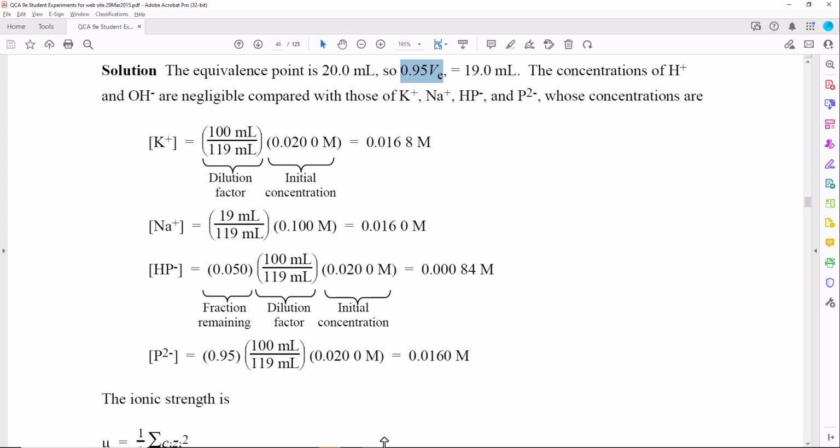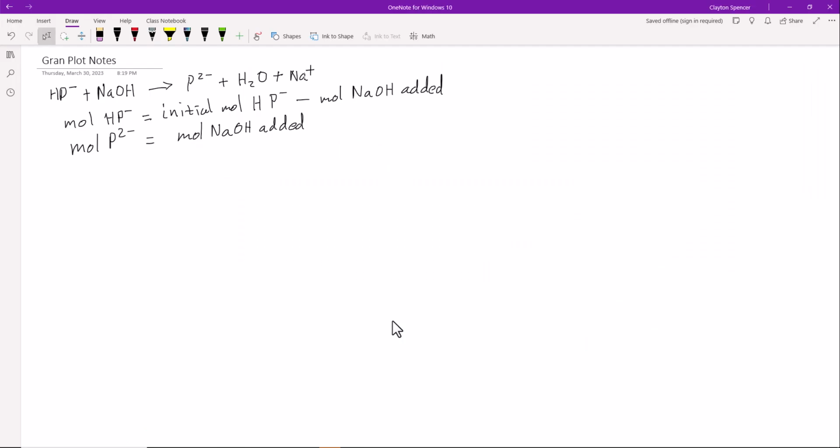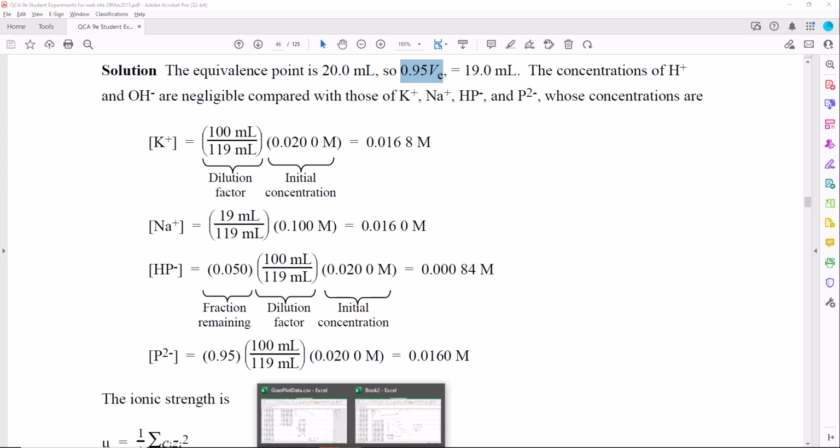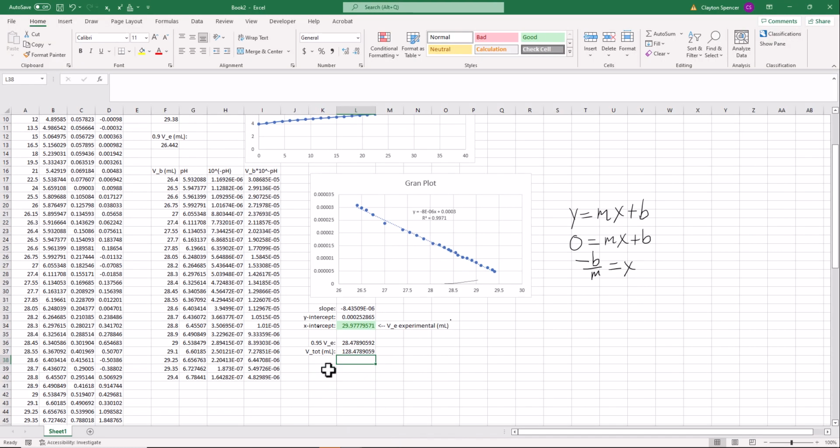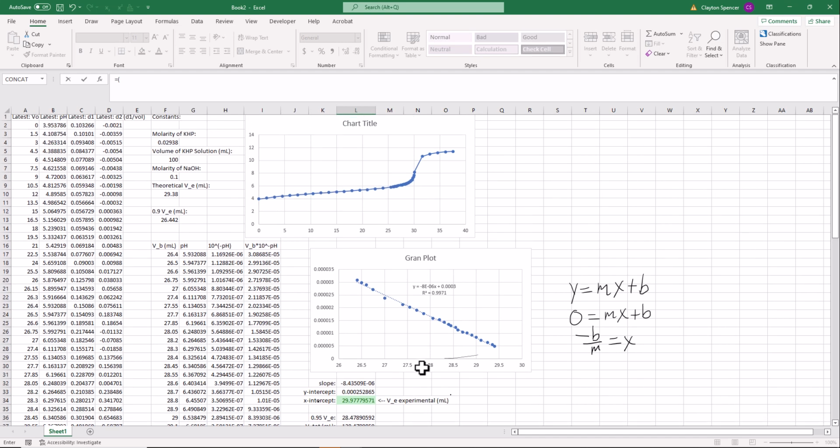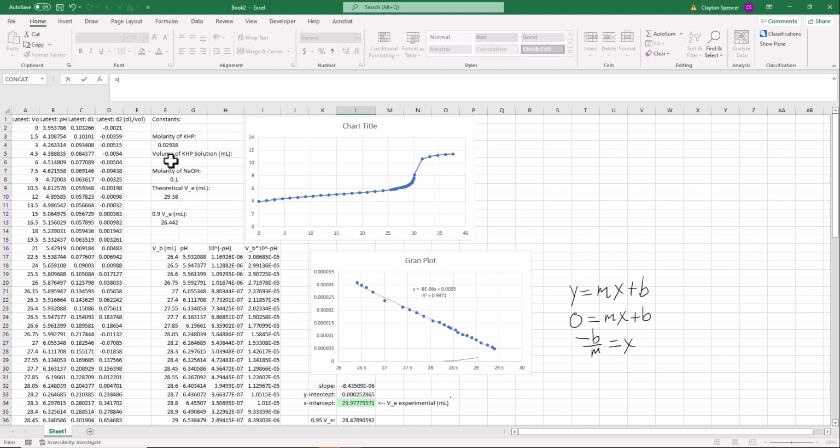Okay, so we're going to try to do all this stuff in our spreadsheet. So let's go back to our spreadsheet right here. There we go. Okay, so we want to calculate the K⁺ concentration, the molarity of K⁺, so that'll be in units of molarity. Again, that is equal to that dilution factor, and so that's going to be the volume of KHP that we have. That's way up here, right? The volume of KHP solution, 100.